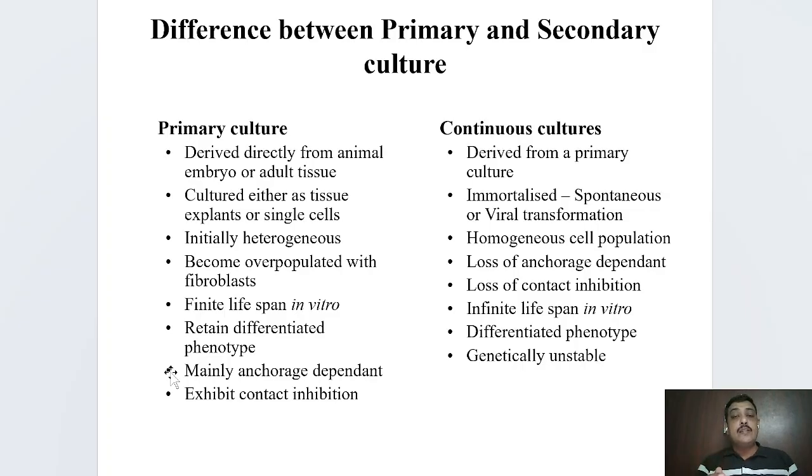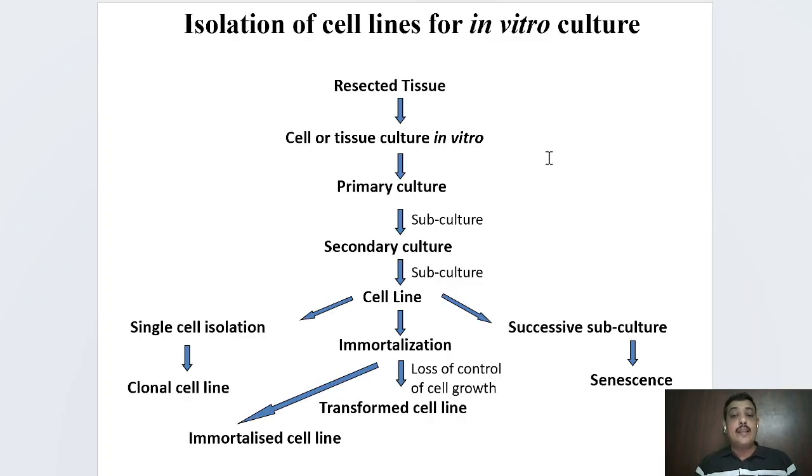So primary cell cultures have typical characteristic features which are listed here, whereas continuous cell lines, also called transform cell lines, have their own typical characteristic features. One important feature is that primary cell cultures are derived directly from the tissue or an organ, whereas a secondary cell line or a transform cell line is derived from the primary cell culture by subculturing.